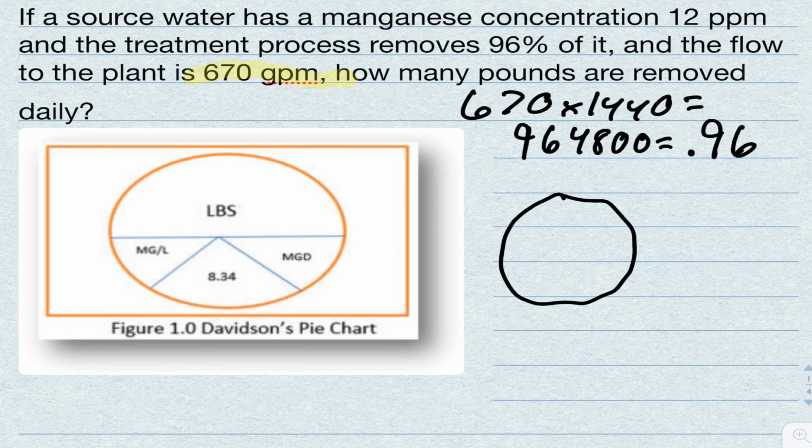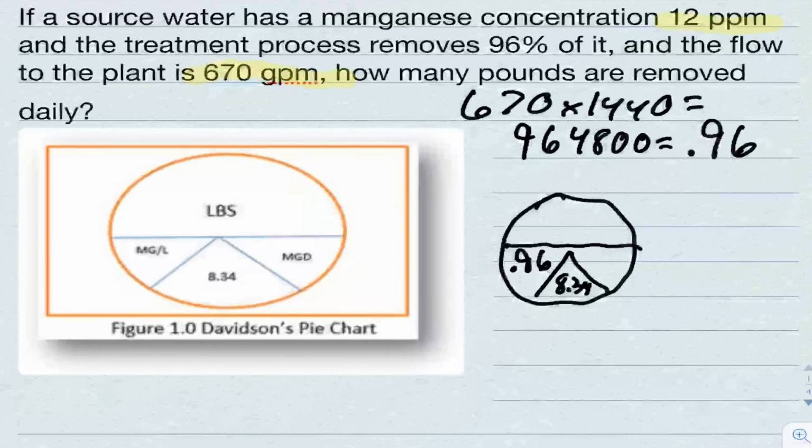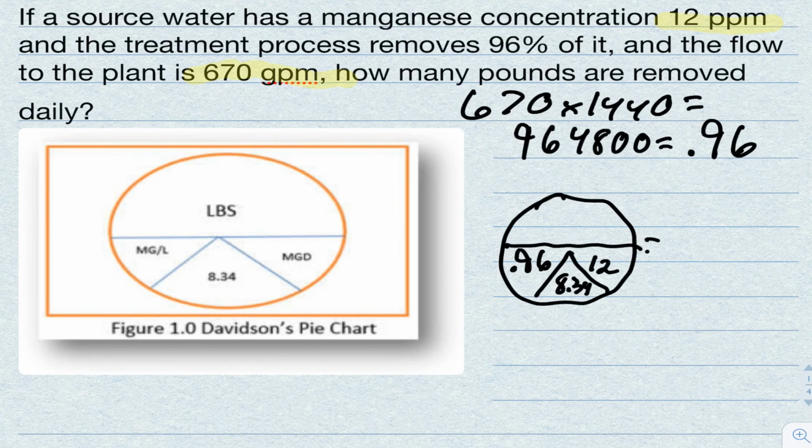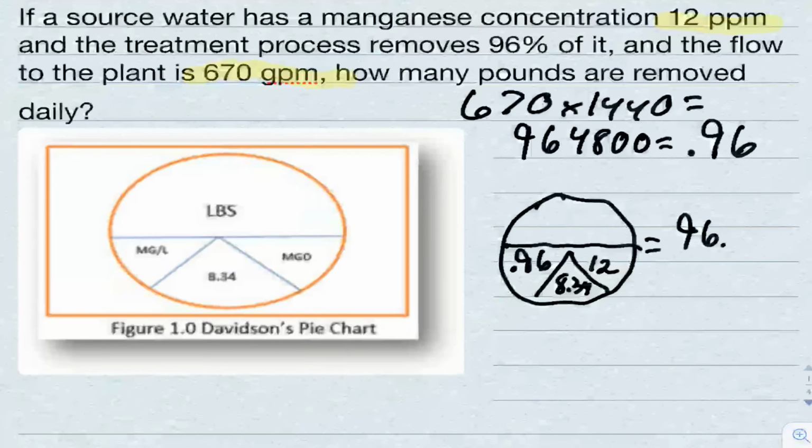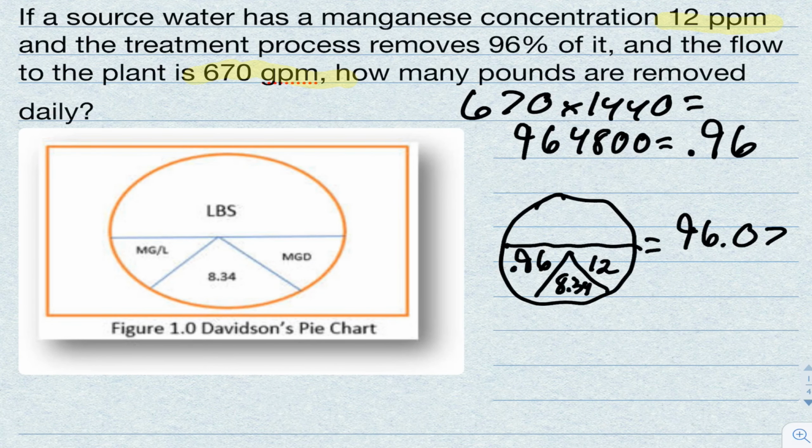Now we take that and implement it into our pie chart. We know 8.34 is going here. We have our MGD, 0.96. And we have our 12 ppm. Now we multiply that across, and we come out with 96.07. Now remember, the question says we are removing 96%.